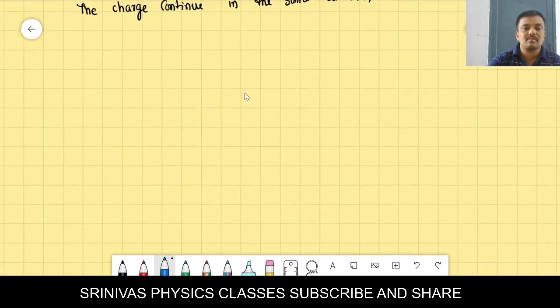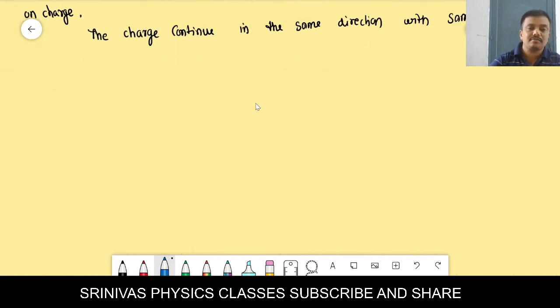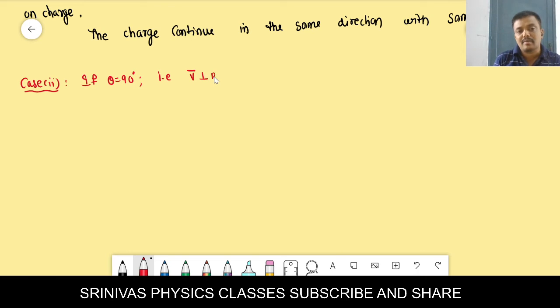The second case I am going to explain: if velocity is perpendicular to magnetic field, then what happens? Case 2 is that theta is 90 degrees. When will theta be 90 degrees? If theta is 90 degrees, that means velocity is always perpendicular to the magnetic field. At that moment what happens? This case we are going to discuss.